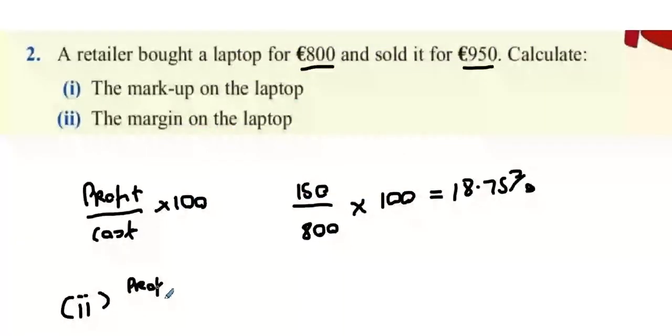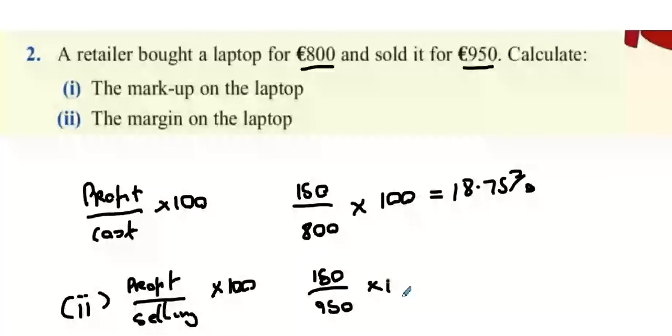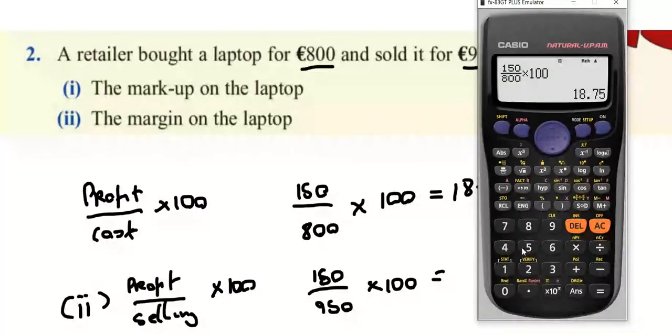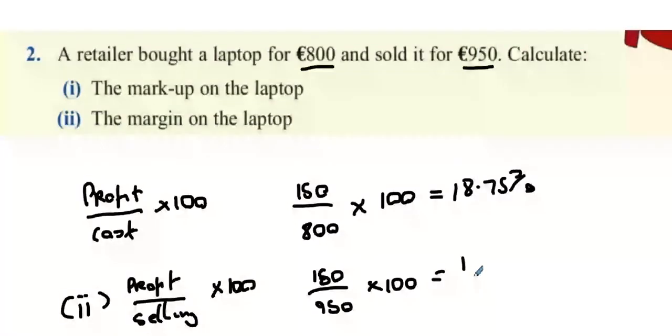Okay, and then for part 2, the margin is the profit over the selling price. So profit divided by selling price multiplied by 100. So it's going to be 150 divided by 950 multiplied by 100. And lo and behold, you get 15.79%. Okay, so that's question 2 done.